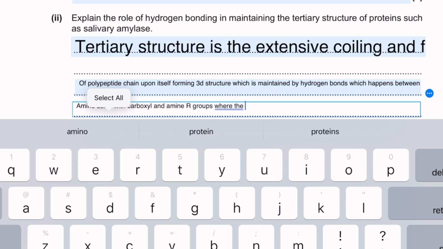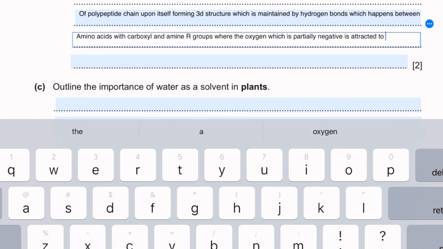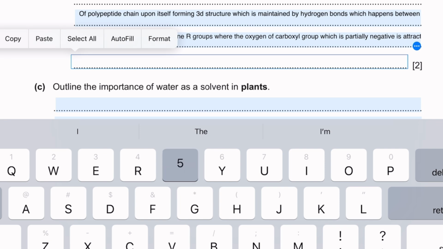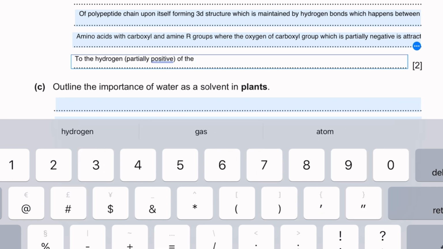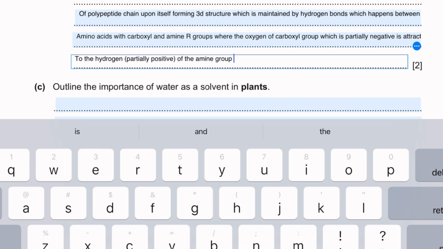where the oxygen, which is partially negative, is attracted to the hydrogen. Here you could write down the oxygen of the carboxyl group attracted to the hydrogen, which is partially positive, of the amine group, and that would be the hydrogen bond.